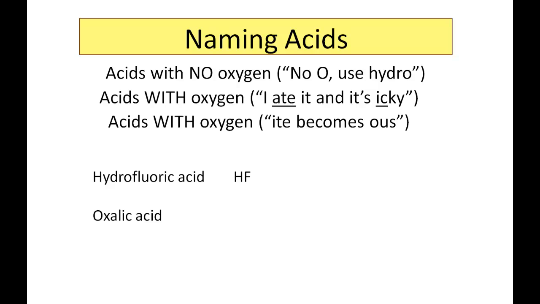Another one, oxalic acid. This one does not have hydro in it, so it must be hydrogen paired up with a polyatomic ion that has oxygen in it. Notice it ends in ic, and if I ate it, it's icky. So if I replace the IC with ATE, I get oxalate. That must be the polyatomic ion that it's paired up with. So if I take hydrogen and oxalate, remember that oxalate has a -2 charge. Therefore, it's going to take 2 hydrogens to neutralize 1 oxalate ion. And that's why the formula for oxalic acid is H2C2O4.